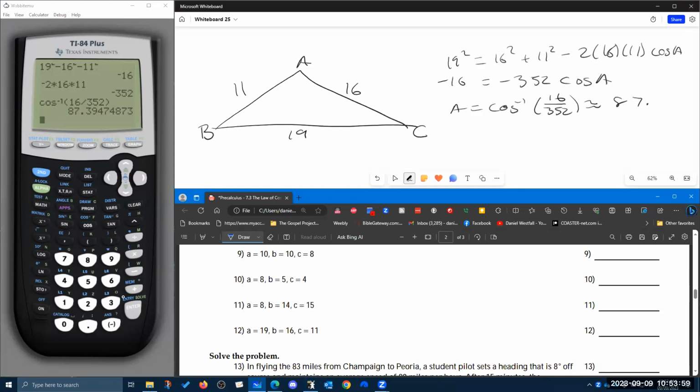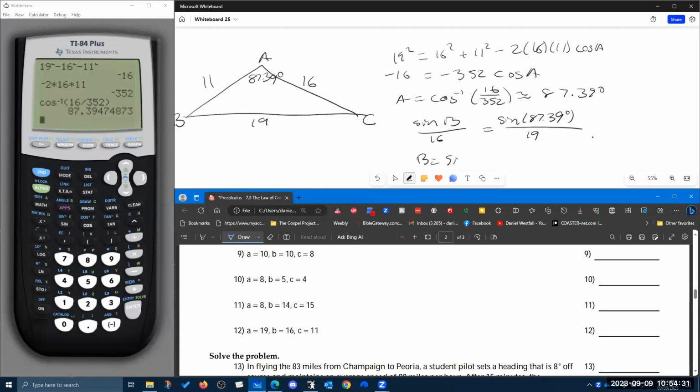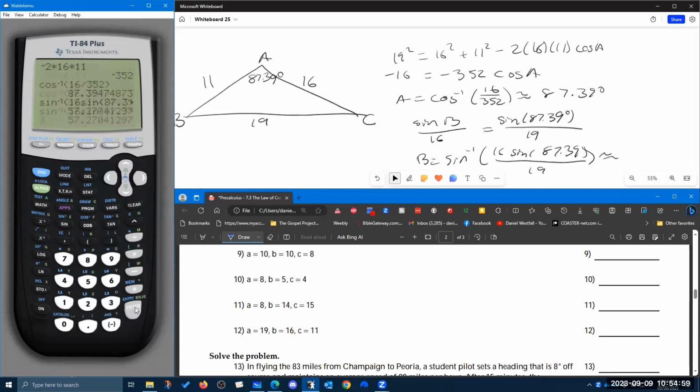A is 87.39 degrees. And then we can use that with the law of sines to find angle B. So B is going to be arc sine of 16 sine 87.39 divided by 19. It's going to be 57.27 degrees.